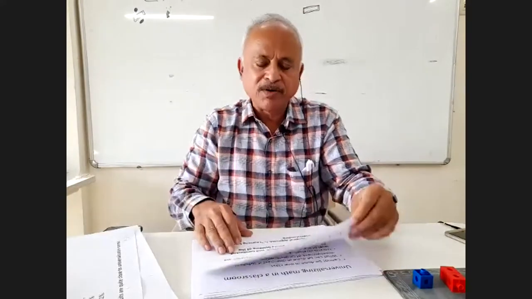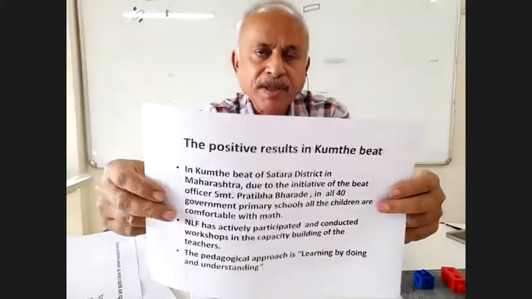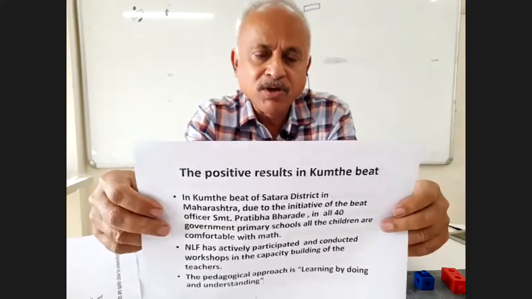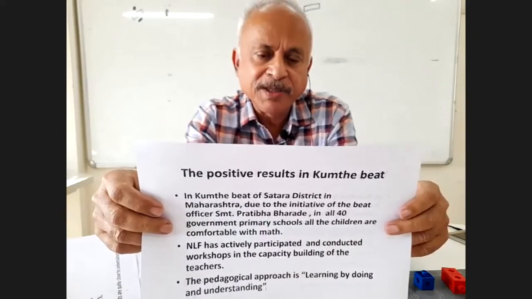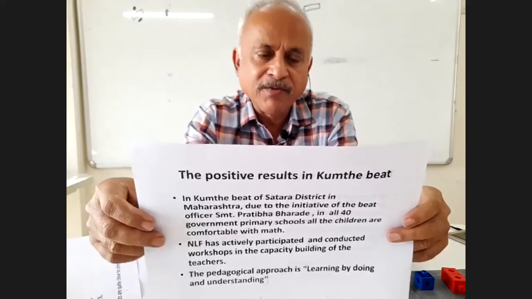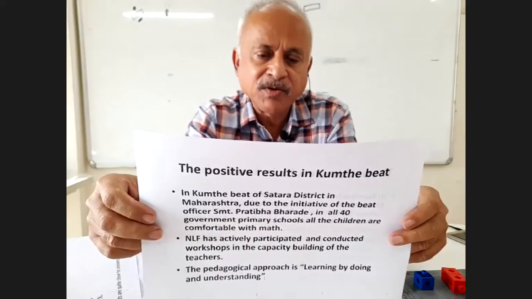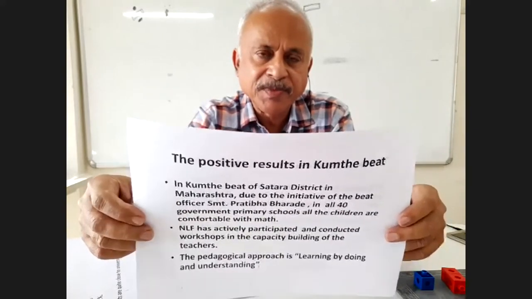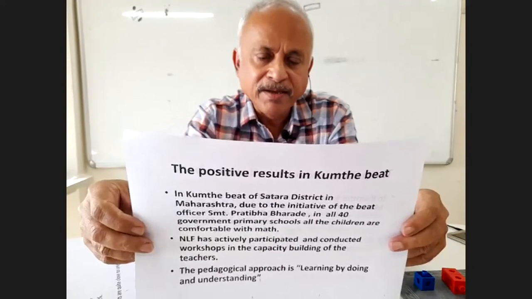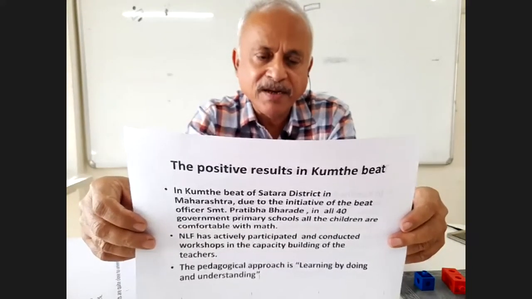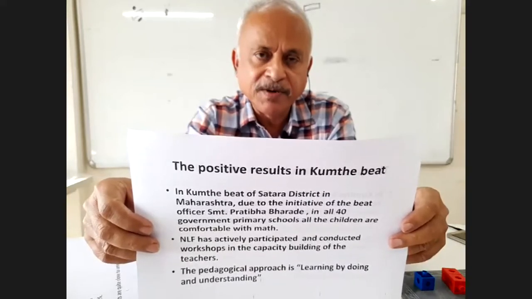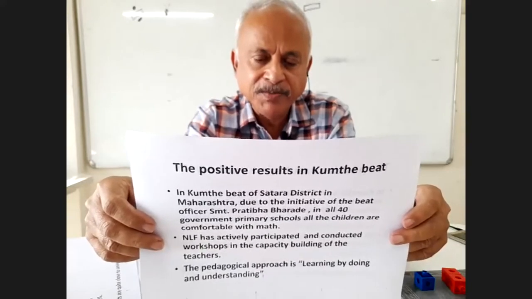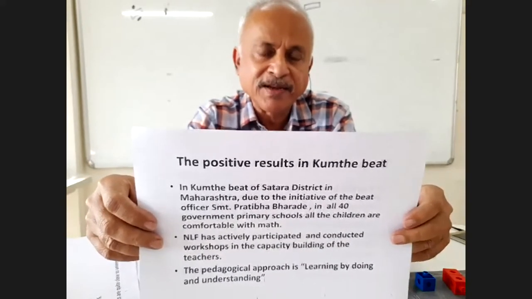I also want to tell you about Kumte Beat. Kumte Beat is in Satara district in Maharashtra, where due to the initiative of the Beat officer, Srimati Pratibha Bharade, in all the 40 government primary schools, all the children are comfortable with mathematics. Navnirmiti has actively participated and conducted workshops in the capacity building of the teachers there with the pedagogical approach, which we will discuss later, of learning by doing and understanding.